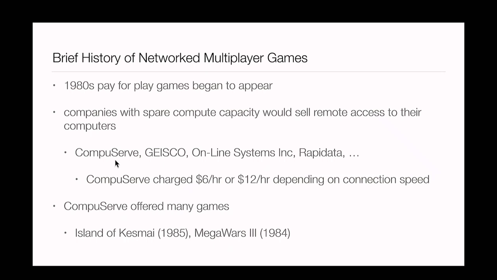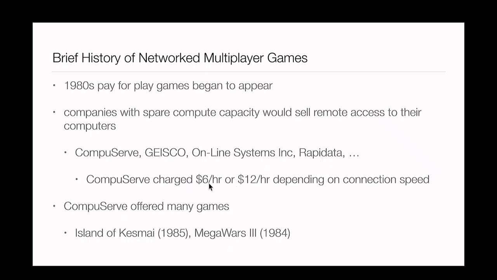Right? And so CompuServe, if you've ever heard of it, still exists as a website, but they no longer sell you CPU time anymore. But that's what they used to do. They used to sell you CPU time. Geisco is owned by GE. I don't remember who owned Online. Rapid Data was another one of these companies that would basically sell you access to their computers.